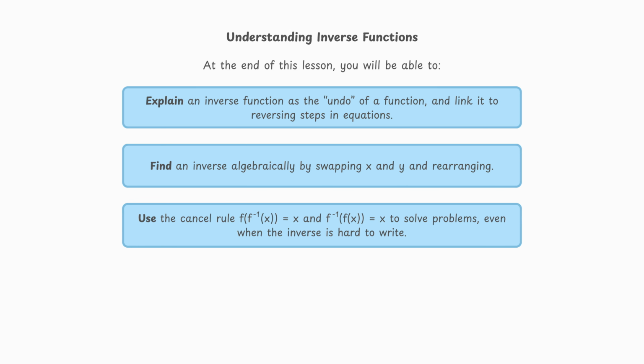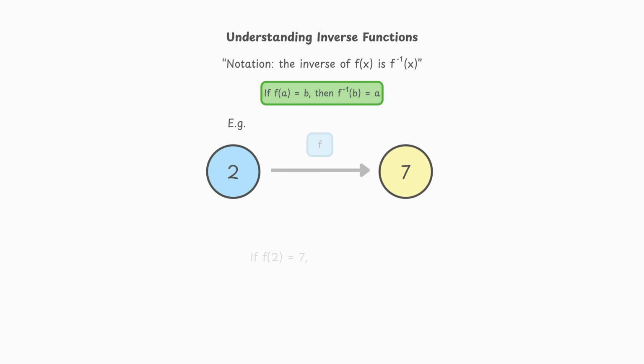Here's how inverse functions work. The inverse of f of x is written as f inverse of x. If f of a equals b, then the inverse simply swaps them, so f inverse of b equals a. For example, if f takes 2 to 7, the inverse takes 7 back to 2. Forward is f, backward is f inverse. Same pair of numbers, just reversed.